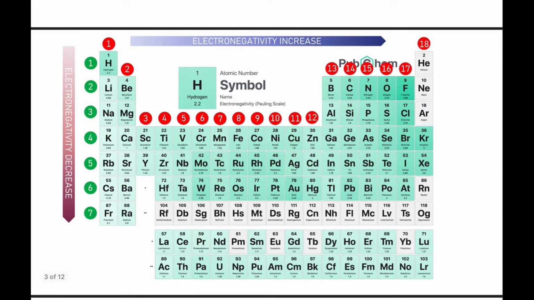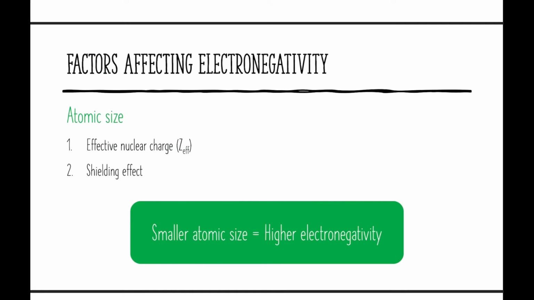This is the periodic table of elements. Generally, the electronegativity increases across the period and decreases down the group. A factor that affects the electronegativity is atomic size. Previously, we know that atomic size depends on the effective nuclear charge and shielding effect of the elements. Smaller atomic size equals higher electronegativity. It means that if the atom has a small atomic radius, then the electronegativity is high.